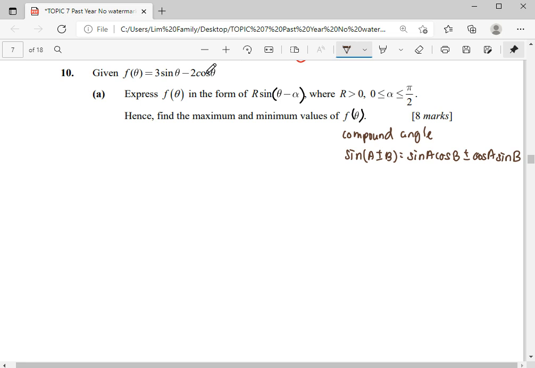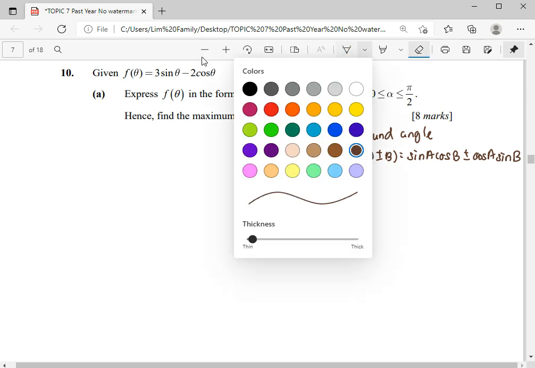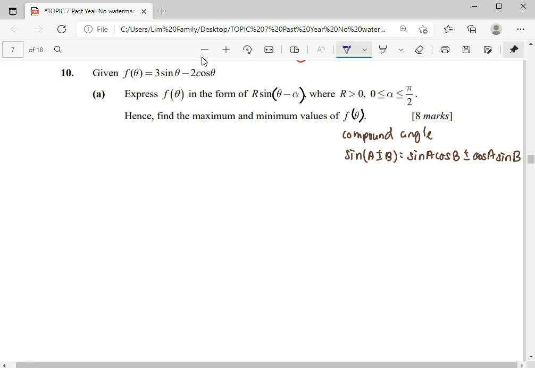So when we want to express it in the form R sine (theta minus alpha), it means we are going to change this format where we have two simple trigo terms to a single trigo term, so that we can solve for question B later. So we take the question here, which is 3 sine theta minus 2 cos theta. We're going to express it, let it be this format, R sine compound angle (theta minus alpha).